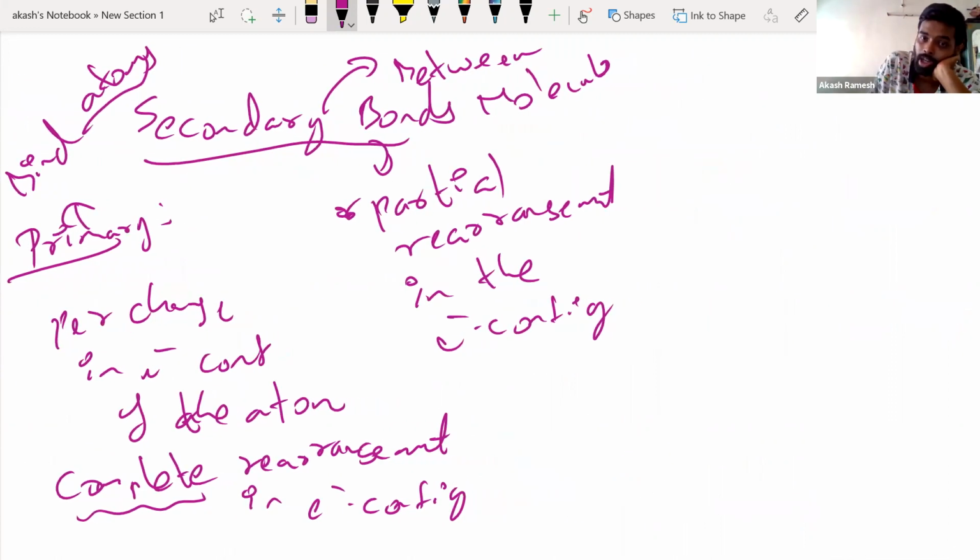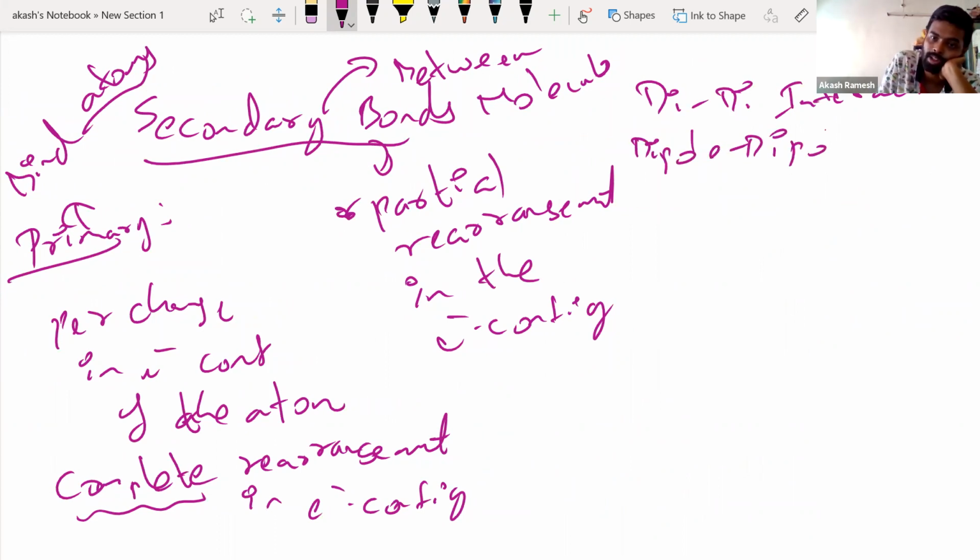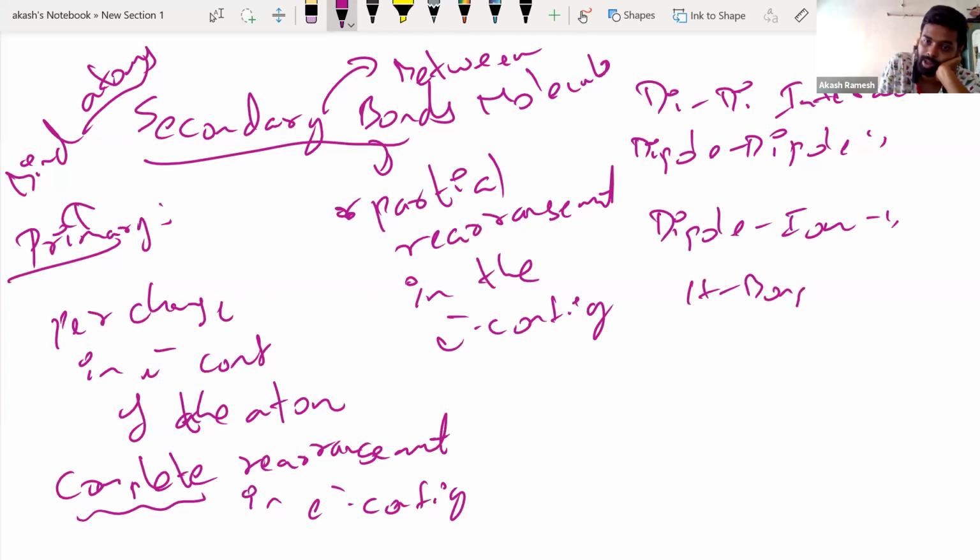First one, I'll call it dipole interaction. Or it can be a dipole-ion interaction. Or it can be hydrogen bonding, very important. Hydrogen bonding we'll see in depth. Or I have something called van der Waals force.